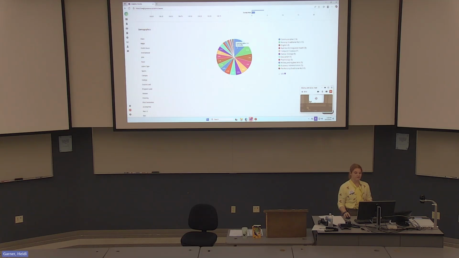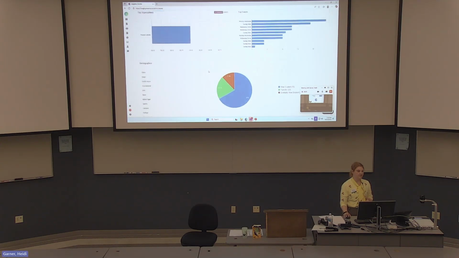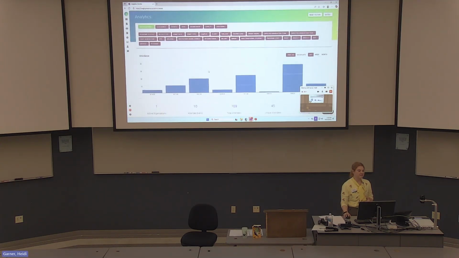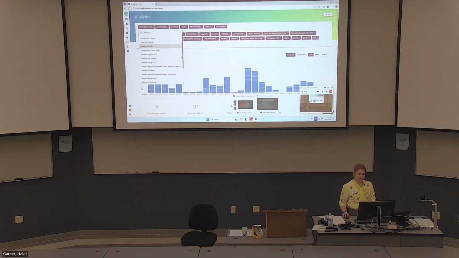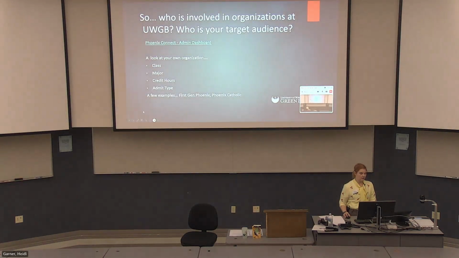Again, majors, communication, nursing, English, credit hours. So 12 and 15 were the most common credit loads that they had. And then admit type 67% was new student. So this is good information for you to be aware of and know how to use when you're thinking about developing a recruitment plan. All right.